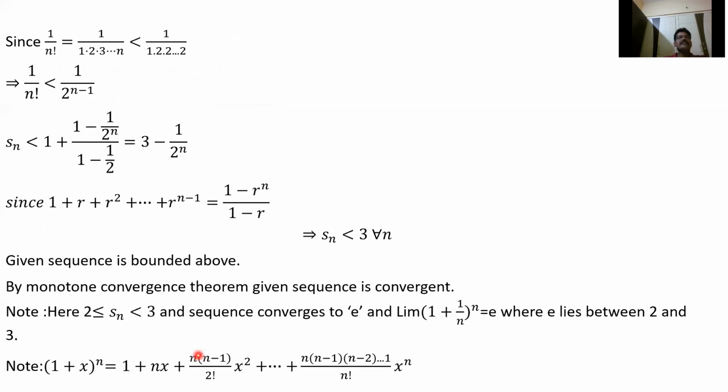How can we get this? Since 1 by n factorial is 1 by 1 into 2 into 3 into and so on up to n, here after 1 into 2, 1 by 3 is less than 1 by 2, 1 by 4 is less than 1 by 2, 1 by 5 is less than 1 by 2, and 1 by n is less than 1 by 2. So we get 1 into 2 into 2, and from 2 onwards there are n minus 1 terms. That's why 1 by n factorial is less than 1 by 2 power n minus 1, for n greater than or equal to 2.